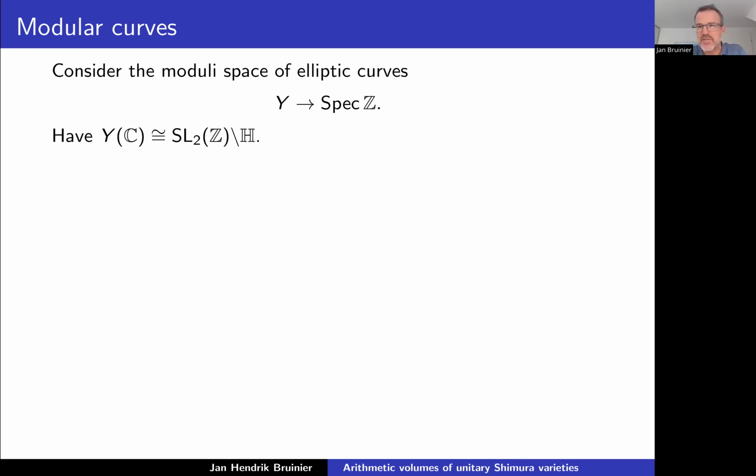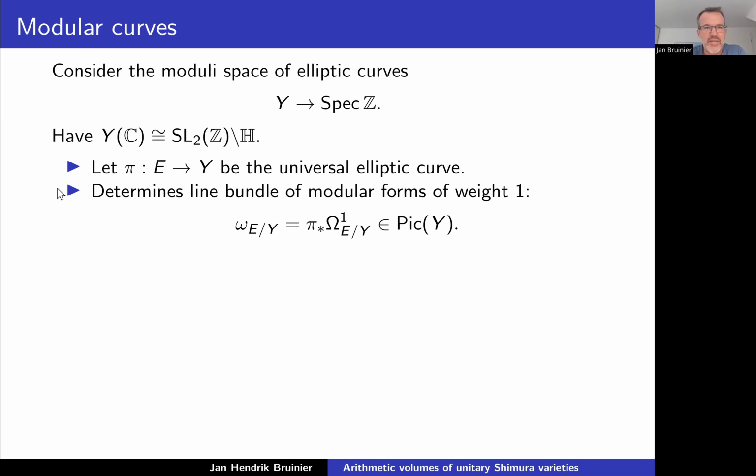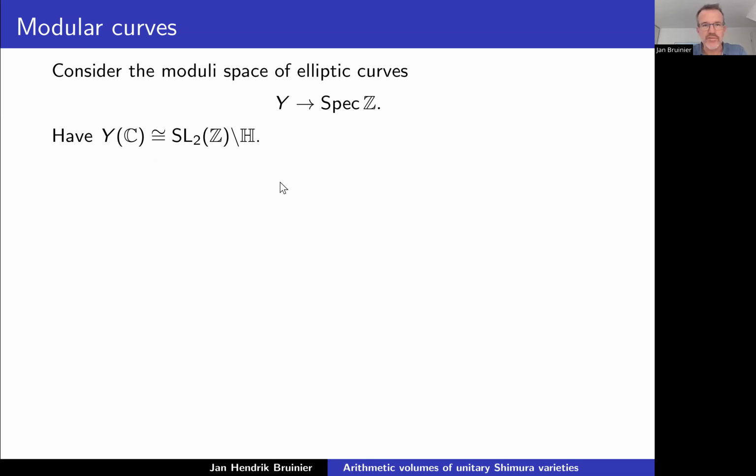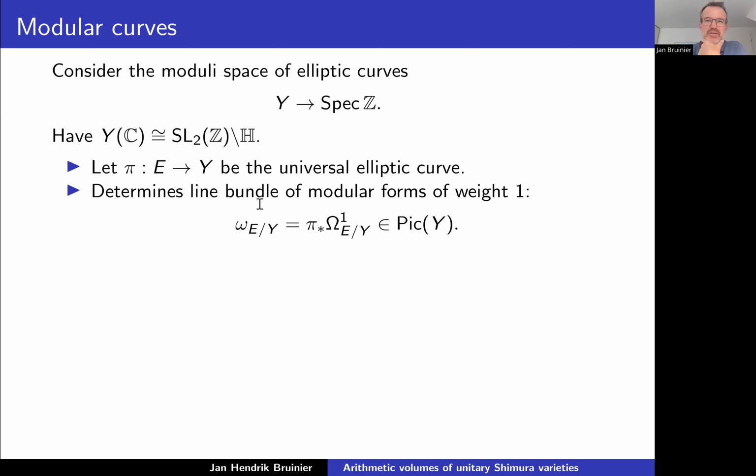comes, I mean, it's a moduli space of elliptic curves. It comes with a universal elliptic curve. And this gives rise to a natural line bundle. Namely, if we look at the universal elliptic curve, then we can look at the relative cotangent bundle, and this gives rise to the Hodge bundle on the modular curve, or you can say it gives rise to the line bundle of modular forms of weight 1 on the modular curve, a very natural line bundle.